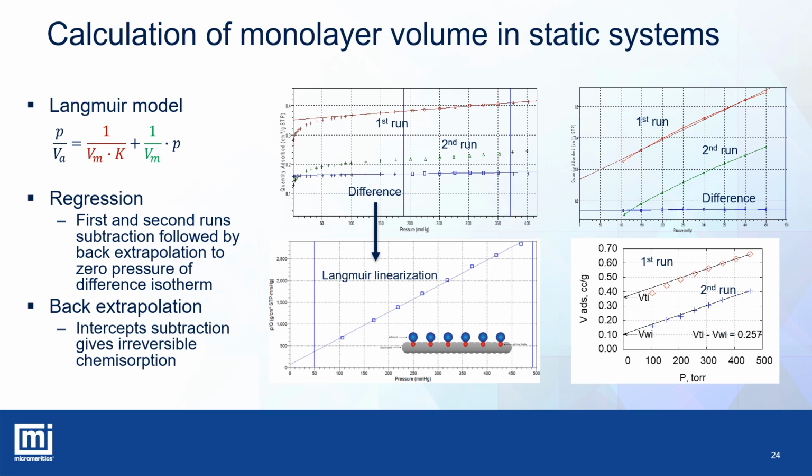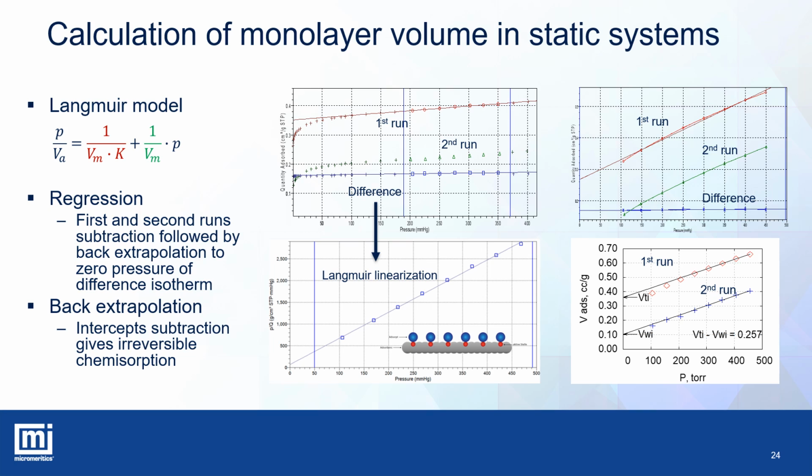The Langmuir model can be applied to type 1 isotherms, and it is based on some fundamental assumptions. The adsorption energy is the same for every active site, and there are no interactions between adsorbed molecules. Adsorption is localized. The maximum adsorbed volume corresponds to a monolayer. In static chemisorption, the Langmuir model can be applied to the isotherm resulting from the subtraction of the first and second run. On the subtracted isotherm, a linear regression can also be applied, finding the monolayer in the intercept.